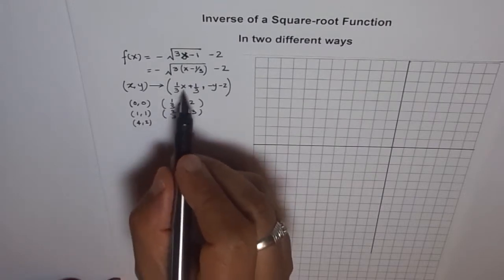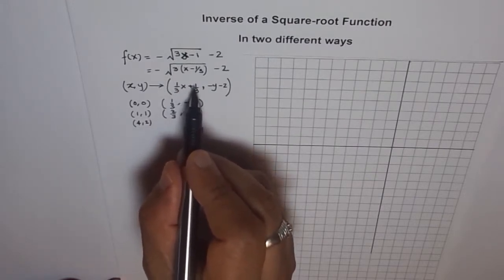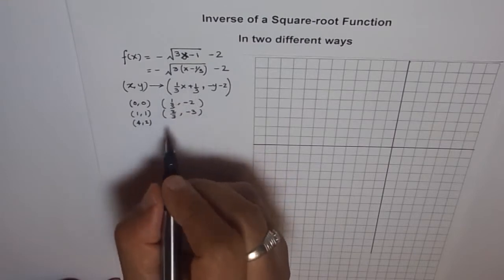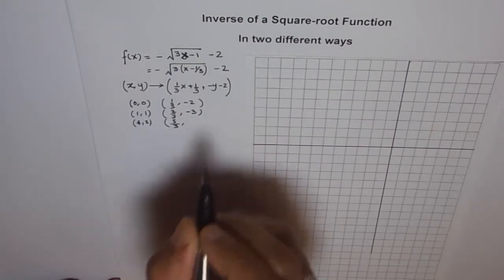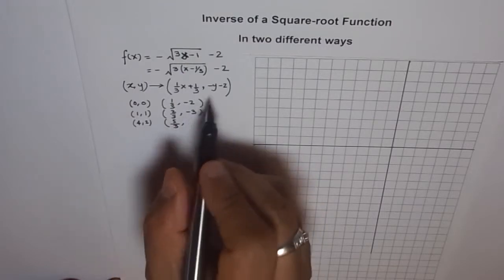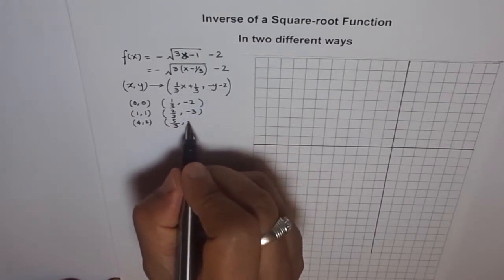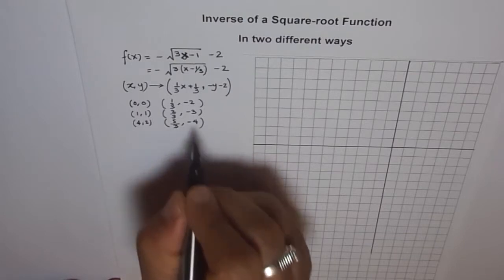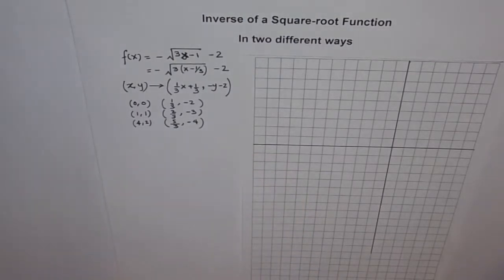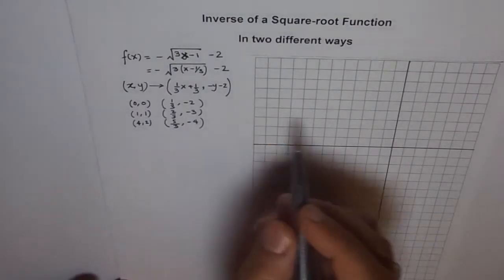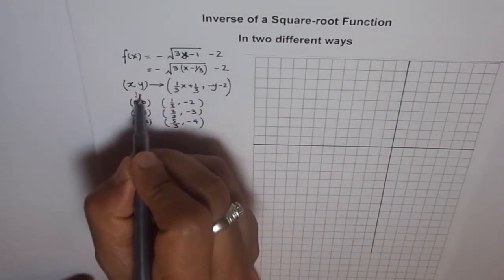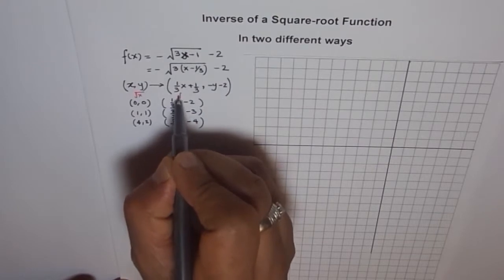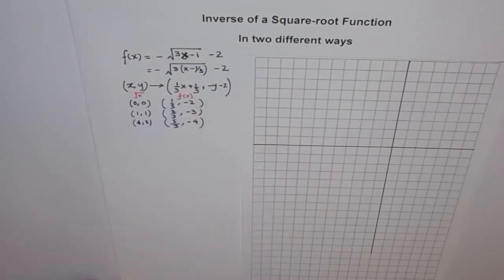How about 4 and 2? If I plug in 4 here, I get 4 over 3 plus 1 over 3, that means 5 over 3. So the x value is 5 over 3, and the y value is 2 here, so minus 2 minus 2 is minus 4. So these are my transformed values for the function f of x. This is my square root parent function, and that is my transformed function f of x.